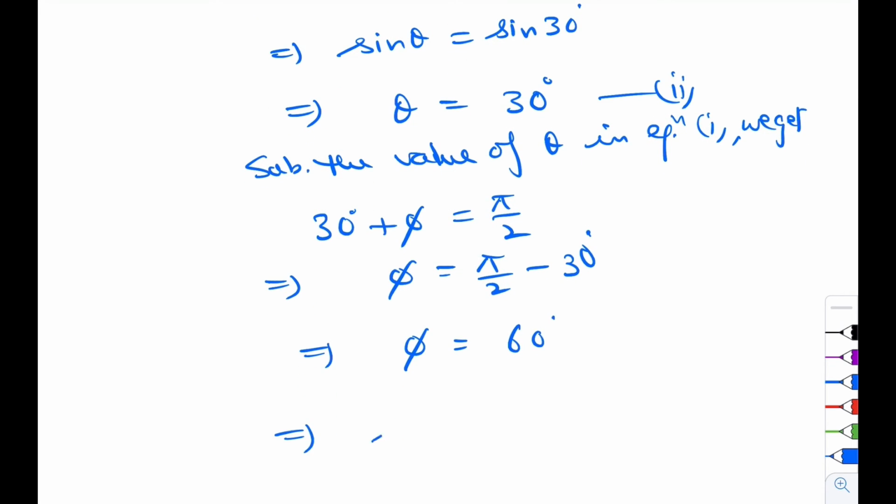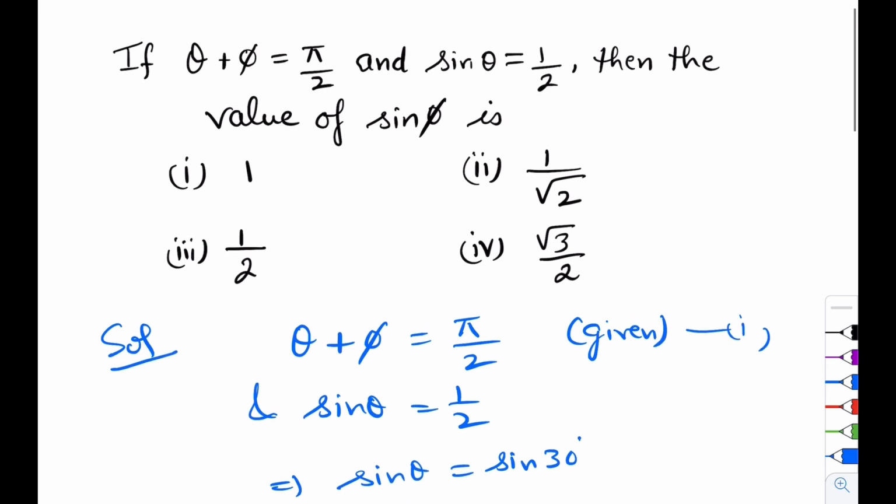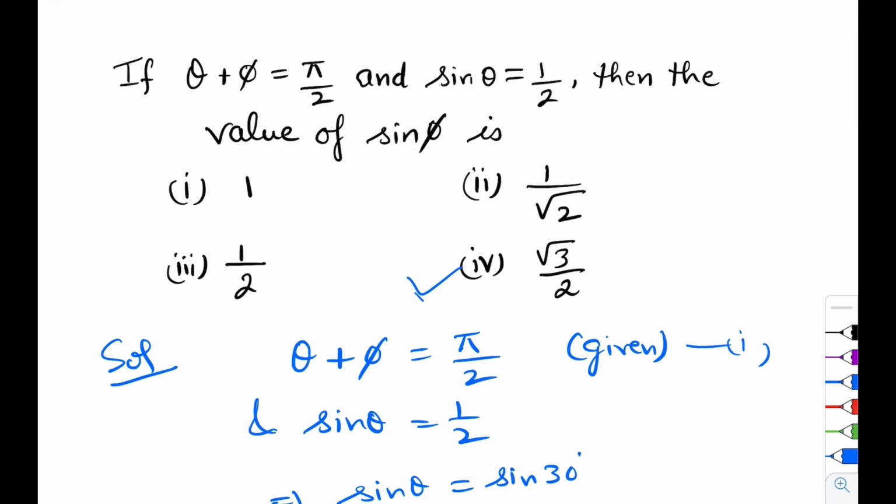This implies sine phi equal to sine 60, and sine 60 equal to under root 3 by 2. So our answer is root 3 by 2. Sine phi equal to root 3 by 2, and root 3 by 2 is this one. So fourth is correct. Fourth one is correct, under root 3 by 2.